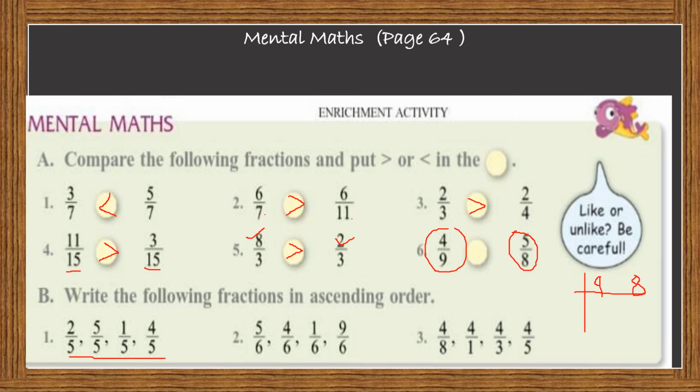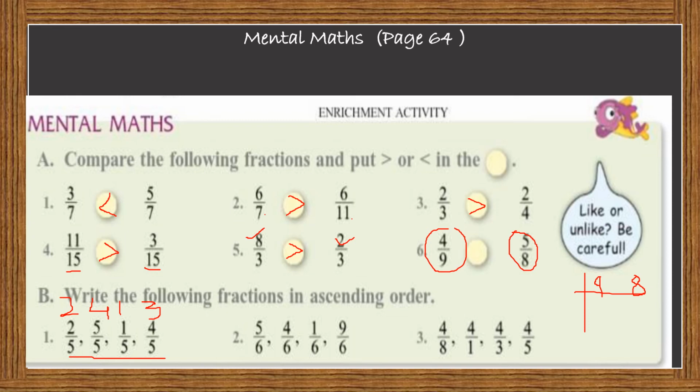So 2, 5, 1 and 4, which will come first? 1 upon 5. Then which will come? 2 upon 5. Then which will come? 4 upon 5. And then at the end, 5 upon 5. So the first fraction will be 1 upon 5, then 2 upon 5, then 4 upon 5 and then 5 upon 5.